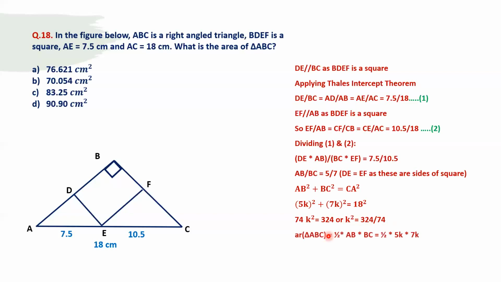Now the area of triangle ABC is equal to what? Half of AB into BC. So it is half of 5K into 7K, which makes it half of 35K square, and K square is 324 by 74. So we will put the value of K square as 324 by 74 and calculate it. It becomes 76.621. So our answer is A, 76.621 centimeters square.